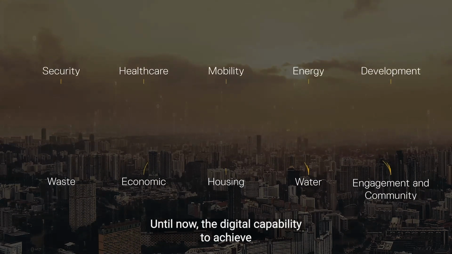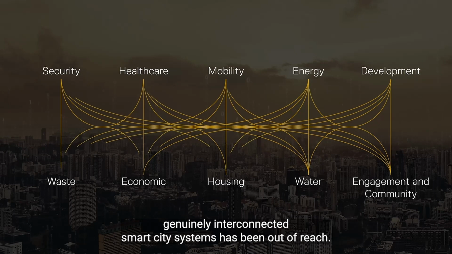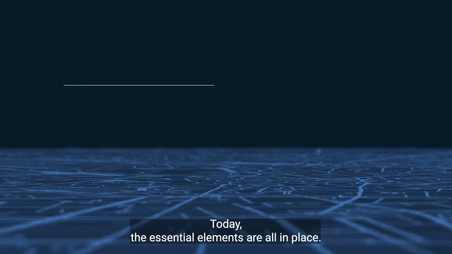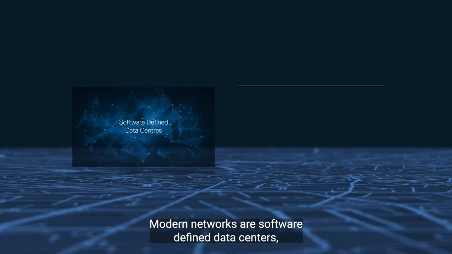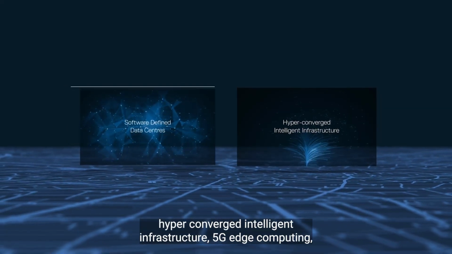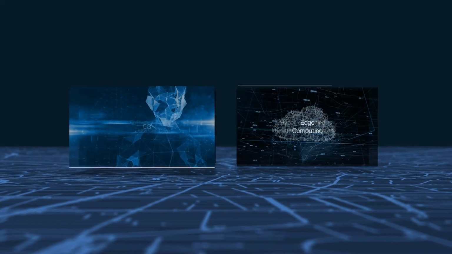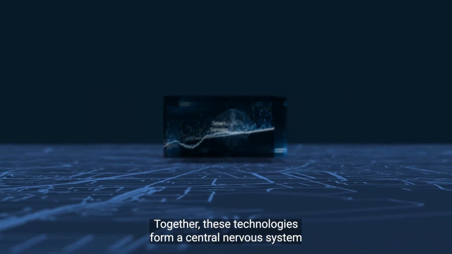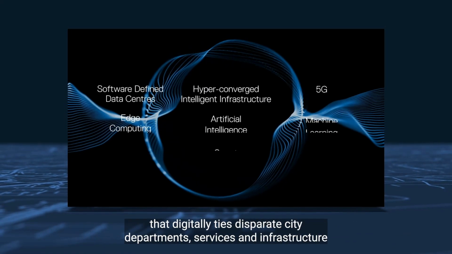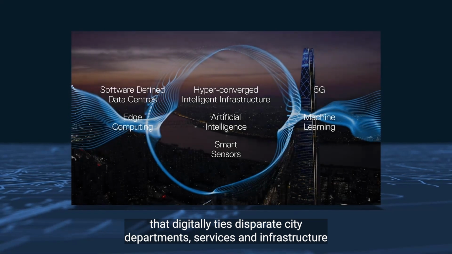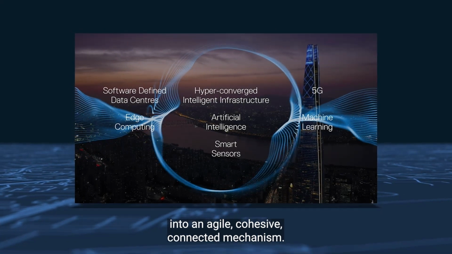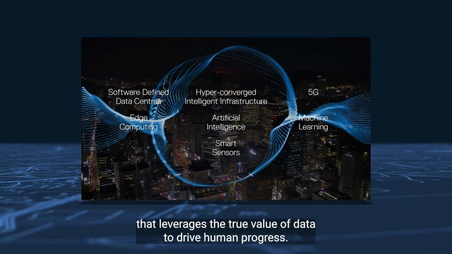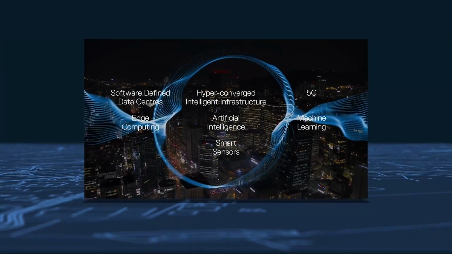Until now, the digital capability to achieve genuinely interconnected smart city systems has been out of reach. Today, the essential elements are all in place. Modern networks with software-defined data centers, hyper-converged, intelligent infrastructure, 5G, edge computing, artificial intelligence, machine learning, smart sensors. Together, these technologies form a central nervous system that digitally ties disparate city departments, services, and infrastructure into an agile, cohesive, connected mechanism, creating an intelligent system of systems that leverages the true value of data to drive human progress.